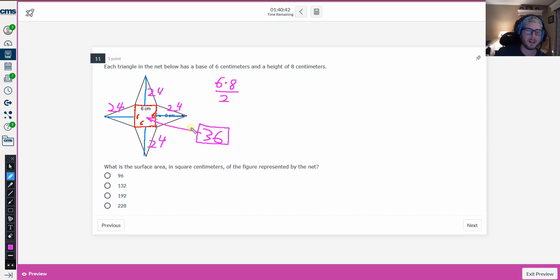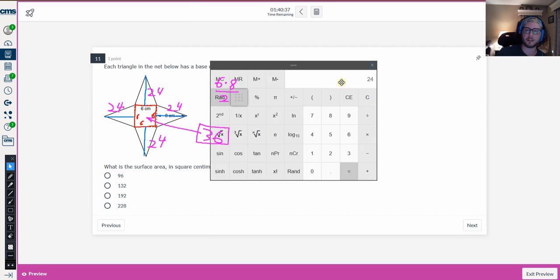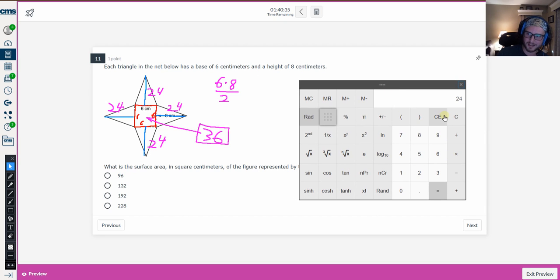And now for the final step. All we have to do is combine all 5 of these numbers. So, I'm going to take a shortcut and do 24 times 5. Or, excuse me, times 4, not times 5. 24 times 4, since there are 4 triangles that are 24 square centimeters. And then we're going to add that to the square. And the square was 36 square centimeters, which gives me my final answer of 132.